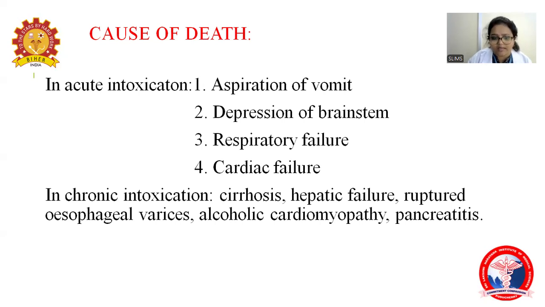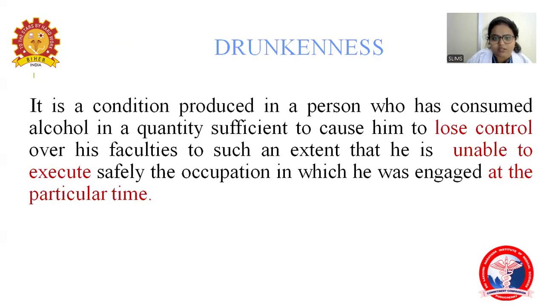But in chronic intoxication over a very long time, there may be cirrhosis of the liver, which may be micronodular or macronodular cirrhosis, which leads to hepatic failure. Ruptured esophageal varices may cause sudden rupture and bleeding, with collection of blood in the esophagus and stomach. And then alcoholic cardiomyopathy can happen, and pancreatitis may also cause death in chronic intoxication.